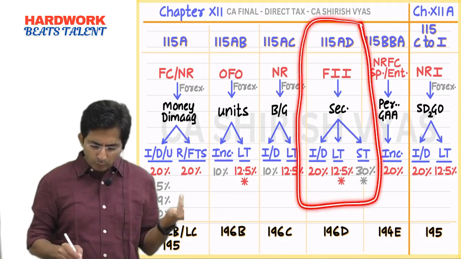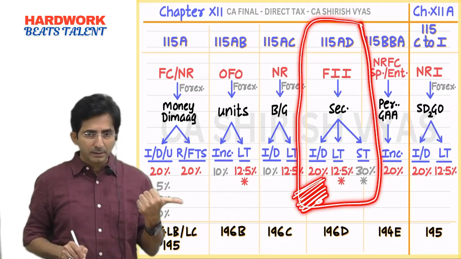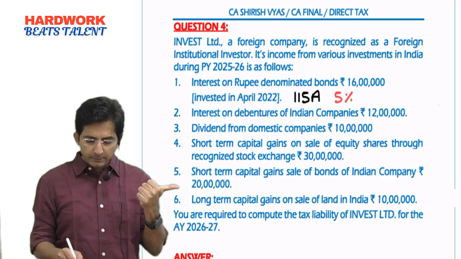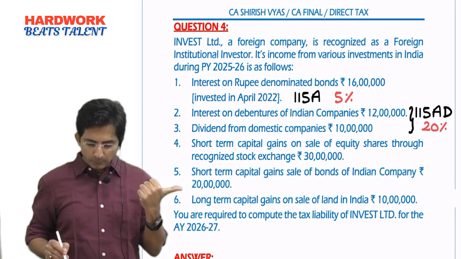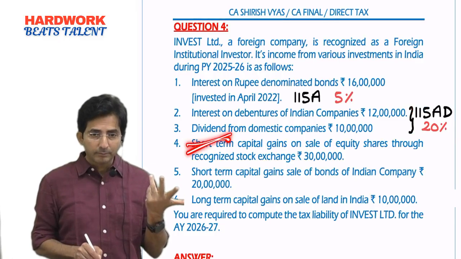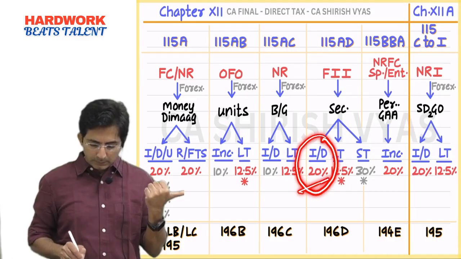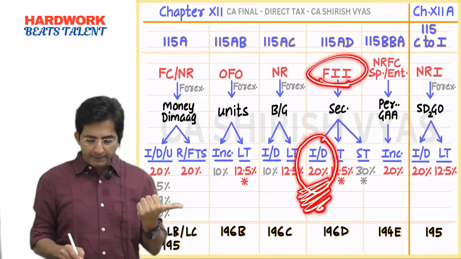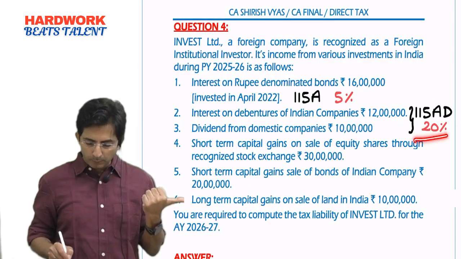What is the regular rule? Interest income and dividend income are subject to 20% tax. So I will apply 20% tax as per 115AD. I have written here 20% tax as per 115AD, even for dividend income. Here, interest and dividend both are subject to 20% tax for FII as per 115AD. So I have written 20% for both.